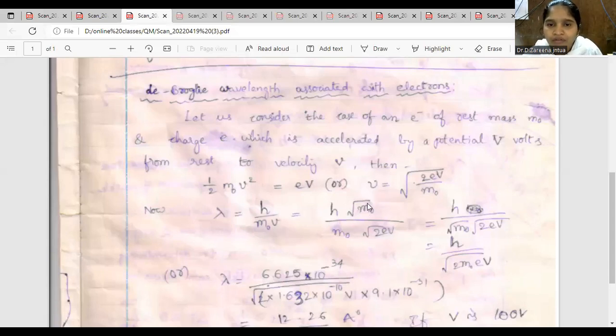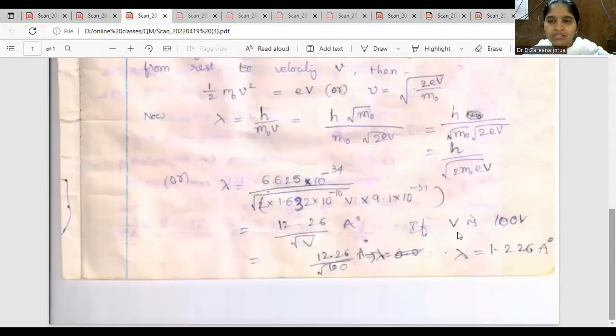h into square root of m0 by m0 into square root of 2eV. Okay, we are simplifying it. Here, the equation for v, v is equal to square root of 2eV by square root of m0, we have substituted here. So we got this. If you simplify further, square root of m0 by m0, what you get is h by square root of m0 into square root of 2eV. That is equal to h by square root of 2m0eV.